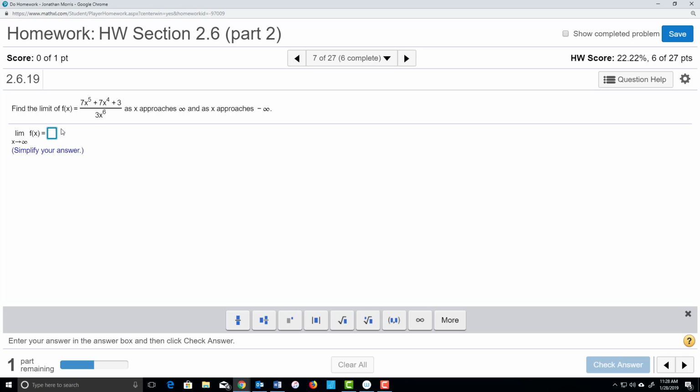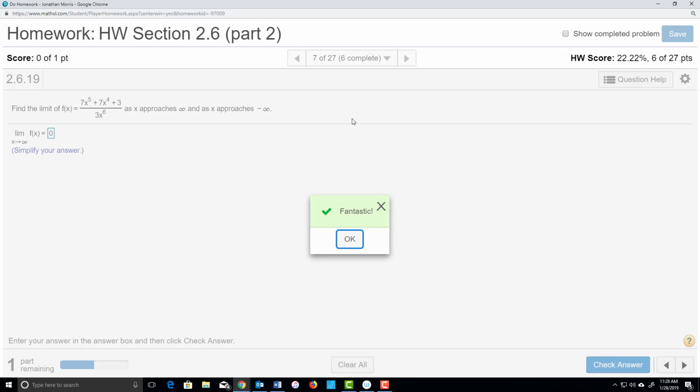Here the degree of the denominator is greater than the degree of the numerator. So you're getting 0, y equals 0 for the horizontal asymptote.